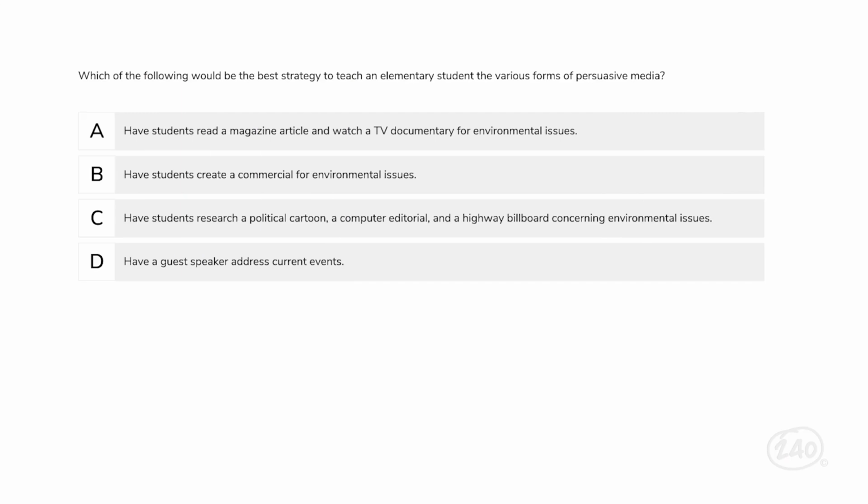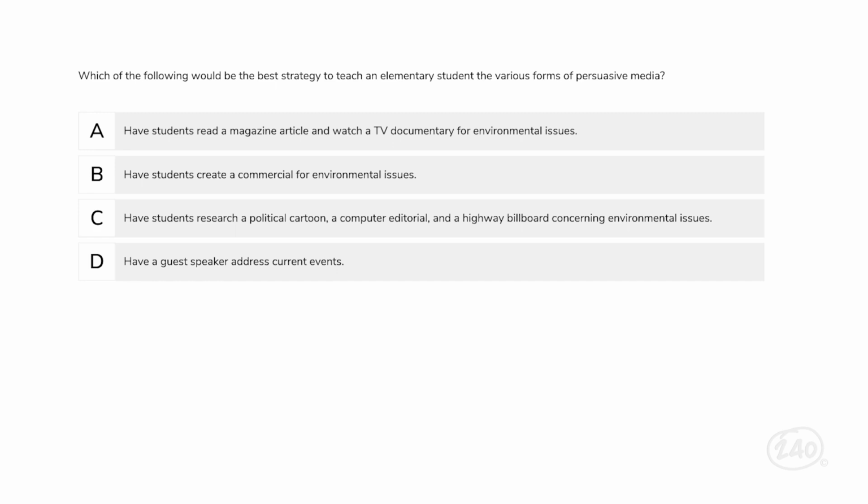Which of the following would be the best strategy to teach an elementary student the various forms of persuasive media? Have students read a magazine article and watch a TV documentary for environmental issues. Have students create a commercial for environmental issues. Have students research a political cartoon, a computer editorial, and a highway billboard concerning environmental issues. Have a guest speaker address current events.